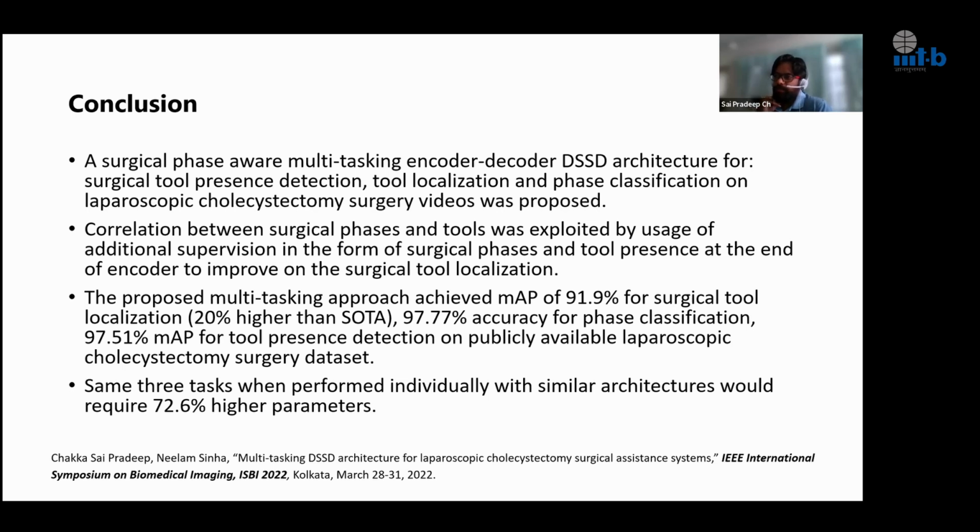The proposed multitasking approach achieved mAP of 91.9% for surgical tool localization. This is 20% higher than state-of-the-art methodologies. It also achieved 97.77% accuracy for phase classification and 97.51% mAP for tool presence detection on a publicly available laparoscopic cholecystectomy surgery dataset.